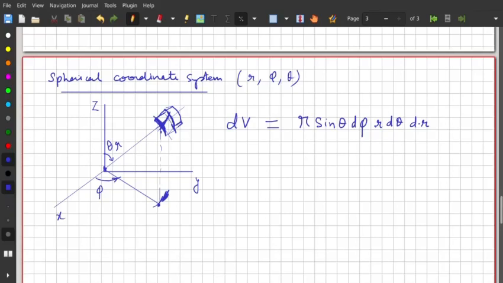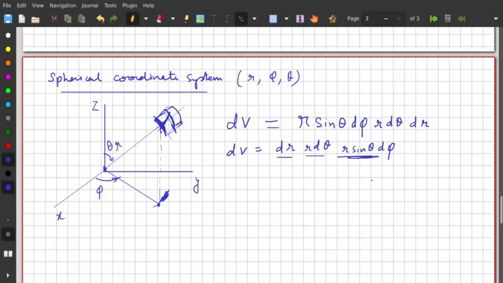Let me write it in a better way. So the dV is dr, r d theta, and r sine theta d phi. So these are the three directionalities, if you wish: the radial, this is the zenith, and this is the azimuthal direction. Okay, that's the volume element in the spherical coordinate system.